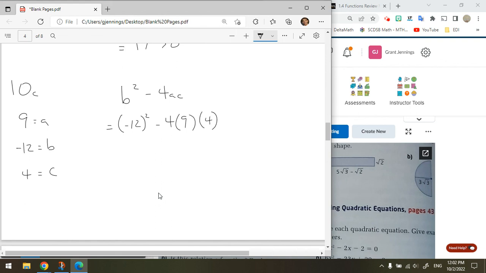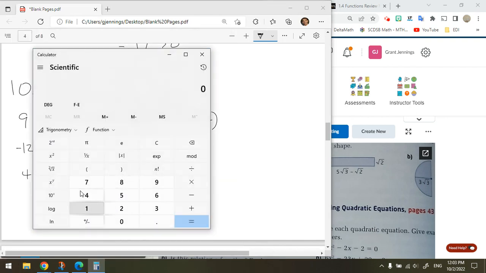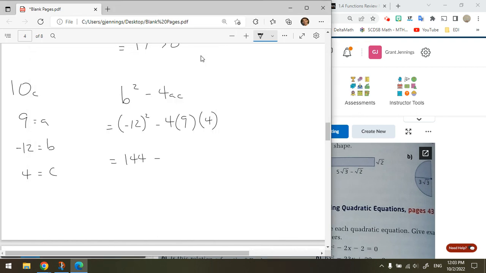Okay. Well, let's do this. 12 squared is 144. But I can make 144 another way. I can take minus 4, multiply it by 4. That gives me minus 16 times 9. Gee, I wonder what 16 times 9 is. Let's find out. 16 times 9 is equal to 144. Oh my goodness. 144 minus 144. What are the chances? This is equal to 0. Therefore, there is only one root.